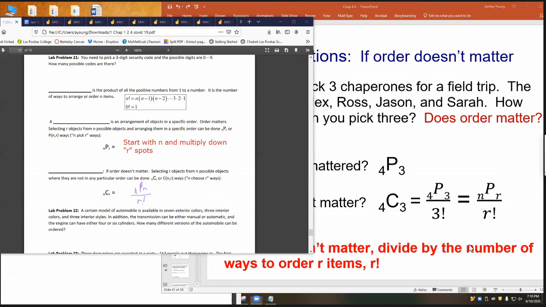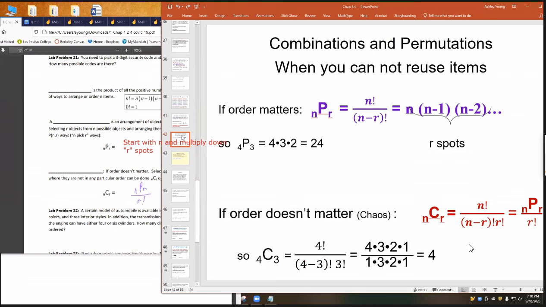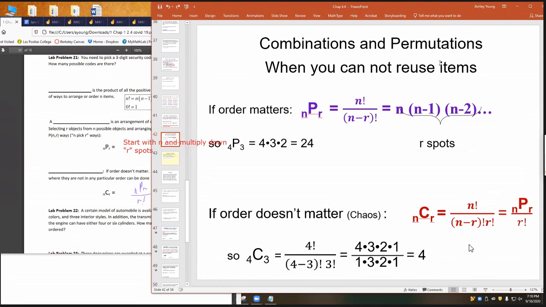Okay, let's go back to here. So here is another, this is kind of how I do it. You start with n and you multiply down r spots, right? And then nCr is just nPr over r factorial, just this right there. These are the formulas the book's going to give you. I think they're more confusing than they are helpful because they're not intuitive. They're just memorizing a formula. They don't follow sort of a logical reasoning.